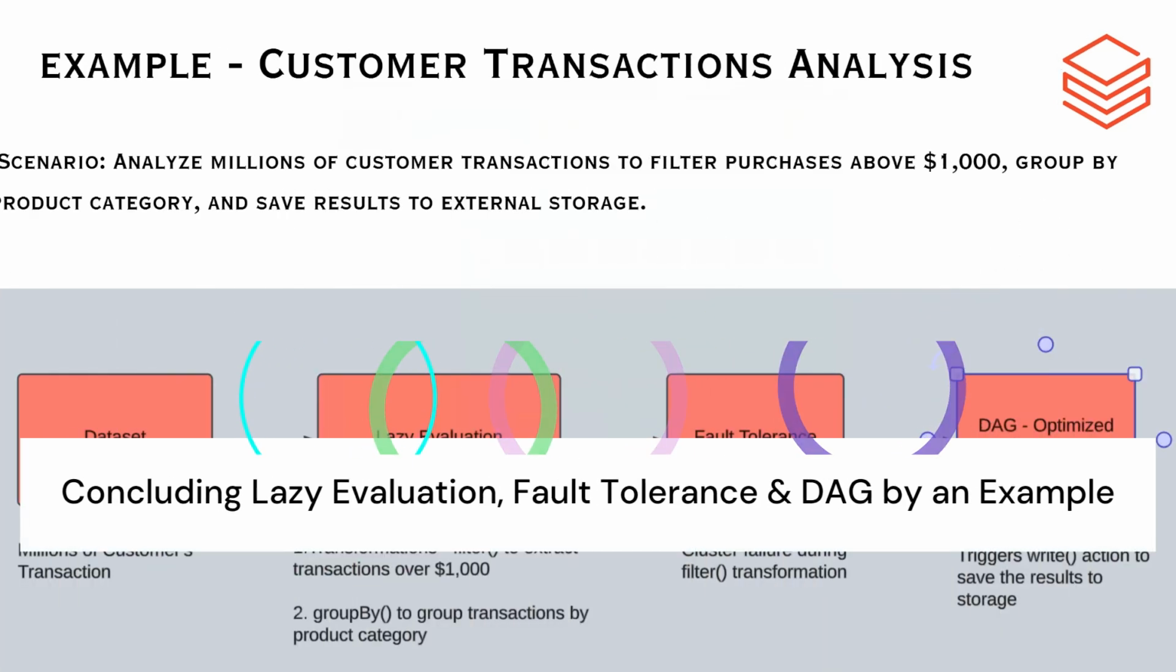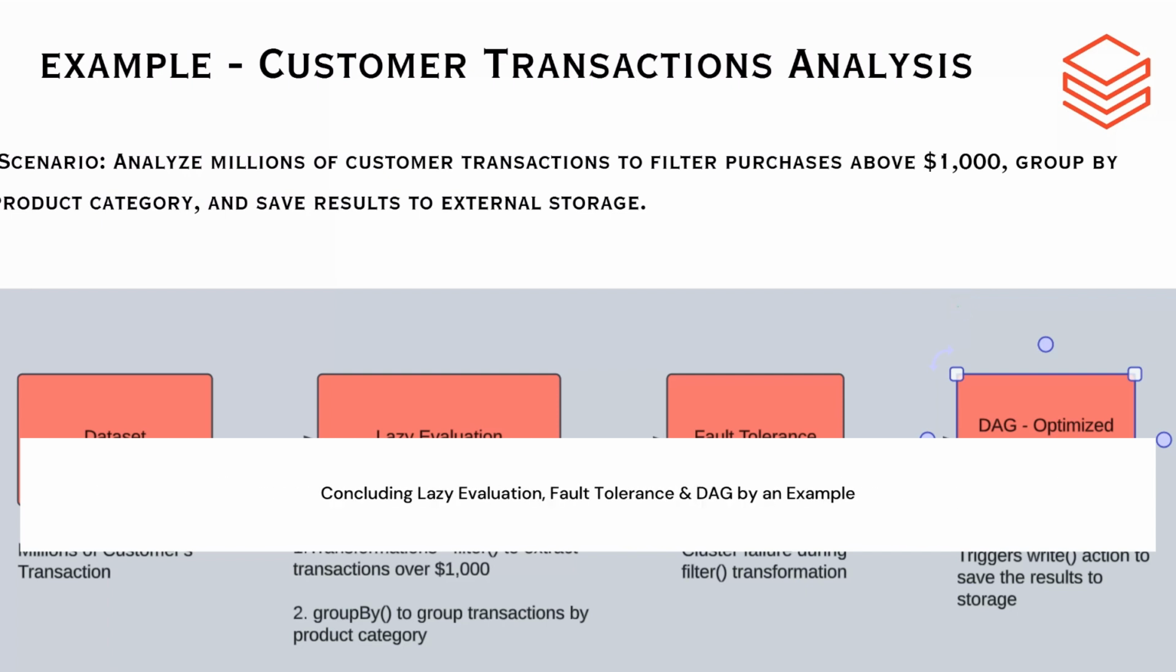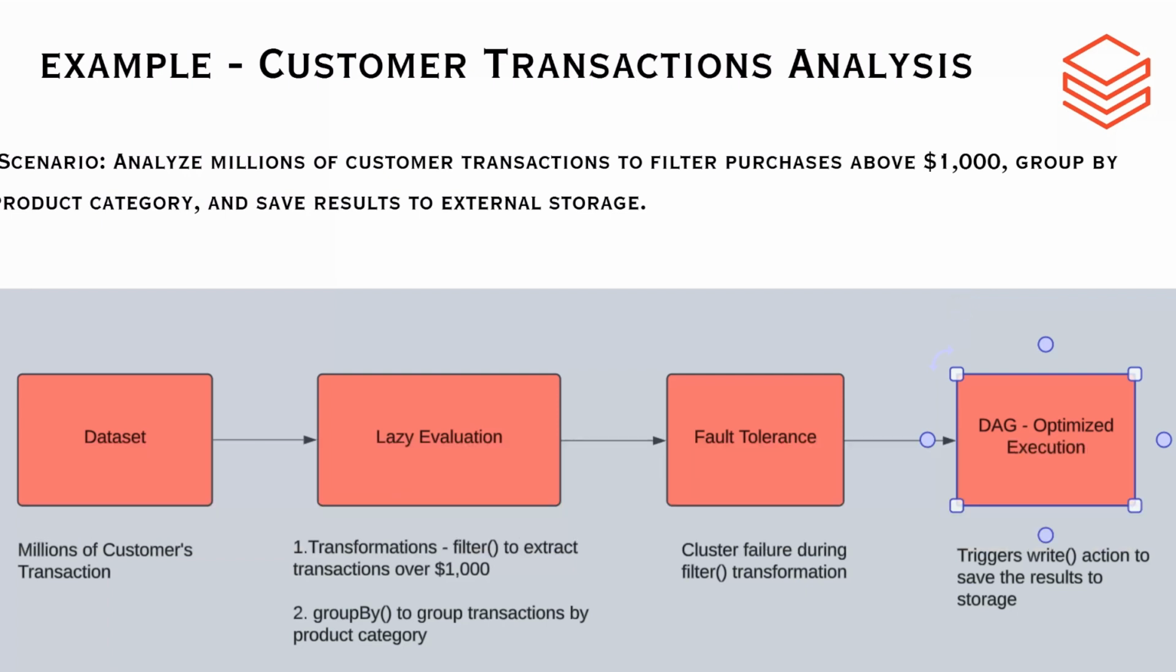Now let's try to understand one example of customer transaction analysis. Suppose you're working with a dataset which contains millions of customer transactions and you need to filter the purchases which are over $1,000. Then you need to group that result by product category, and finally, you need to write the aggregated results to an external storage system.